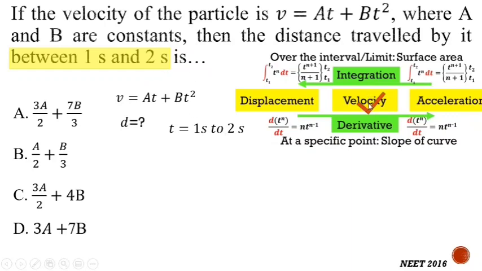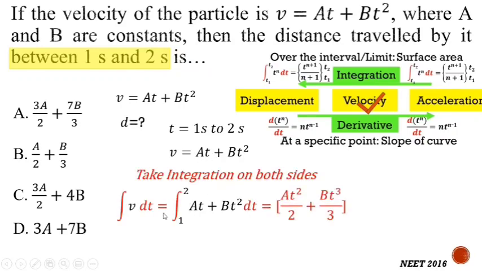To find displacement or distance, we know that we should take the integration. So from velocity, if you want to find displacement, you should take the integration. Velocity is given, so let us take integration on both sides. Integration of v dt equals integration from 1 to 2 of the value of v, at plus bt square, kept as it is, multiplied by dt.